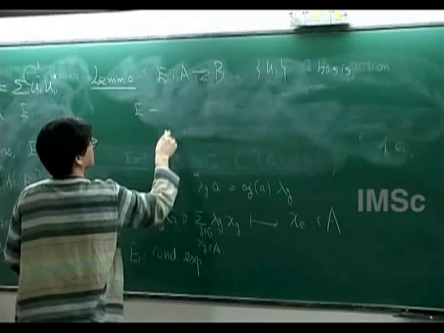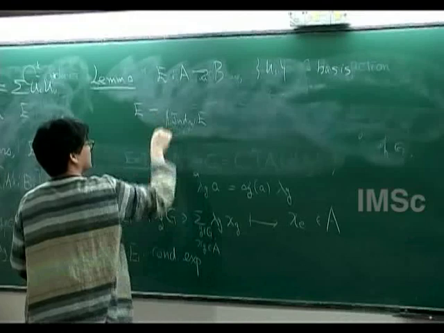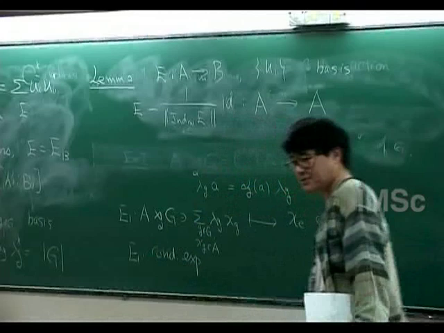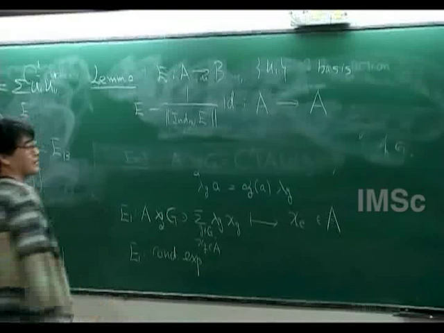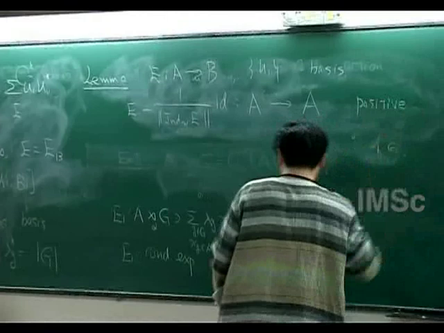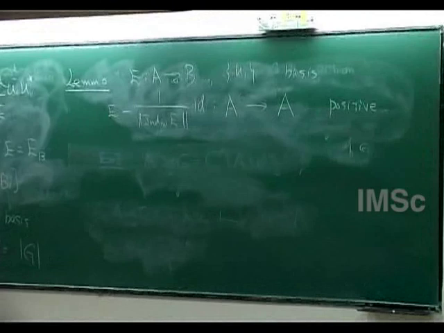Since this is just a central element, type norm, an identity, you regard this as a linear map from A to A itself. B is a subalgebra of A, so you can regard E as a map from A to A. So it makes sense. Then, actually, this is a positive map. That's what Pimsner and Popa first showed.